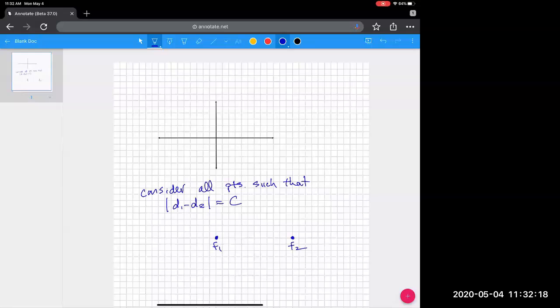So let's use a specific example to think about how this would generate a set of points and how that would generate a hyperbola. And then we'll look at an equation and we'll label some a and b and c and axes and everything. Okay. So let's consider maybe this point here.